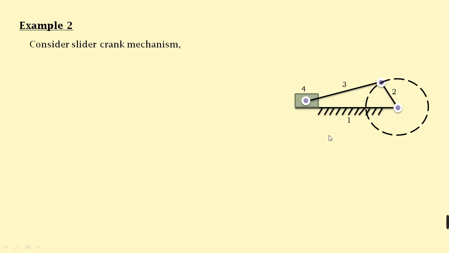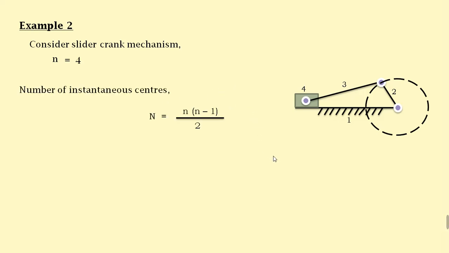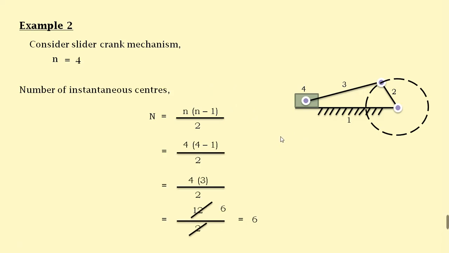So what is our requirement here? We need to find the number of instantaneous centers and locate them on the required diagram. Finding the number of instantaneous centers is done with the help of the number of links. We know the number of links is 4. Based on this, we can find the number of instantaneous centers by the standard formula: capital N equals small n into n minus 1 by 2. Substituting the value 4, you get the number of instantaneous centers as 6. So 6 instantaneous centers we need to locate on the given slider crank mechanism.